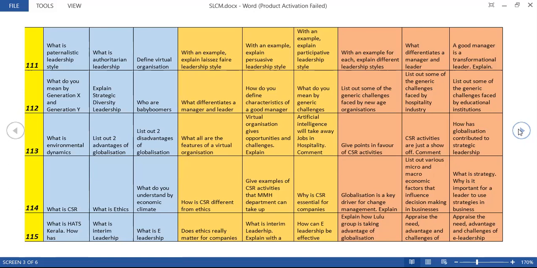Then CSR activities, corporate social responsibility activities. They have to be critically analyzed. What are the advantages and disadvantages? Why do we need CSR activities? How can they be made more effective, etc.? Then there's a question about why ethics is important. Ethics is not only based on law, but also on certain norms, values, and innate values that we have. Then how should we adjust to the economic climate that's happening?